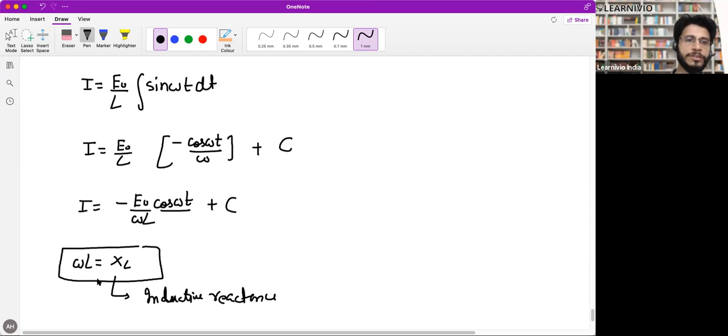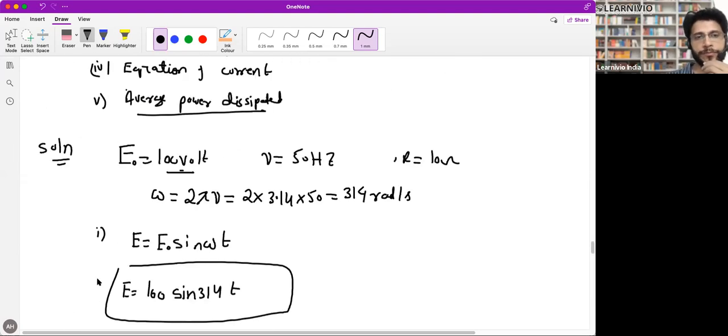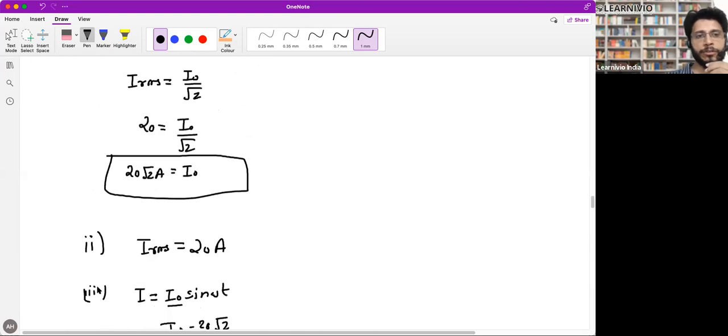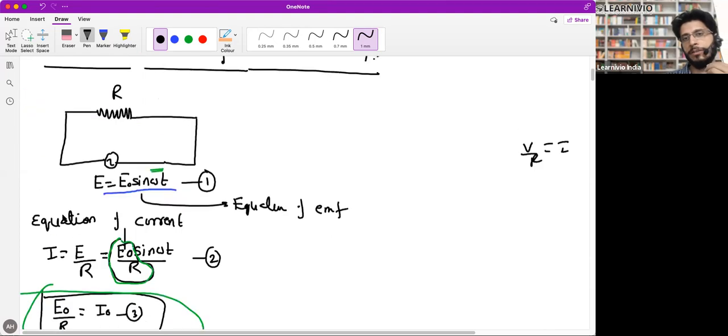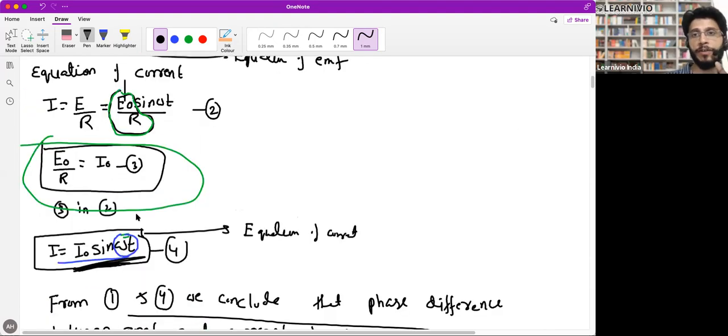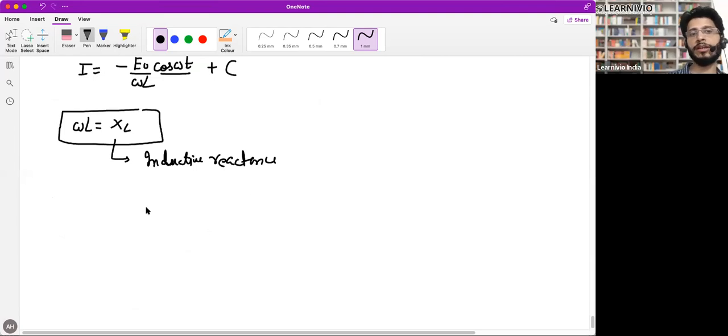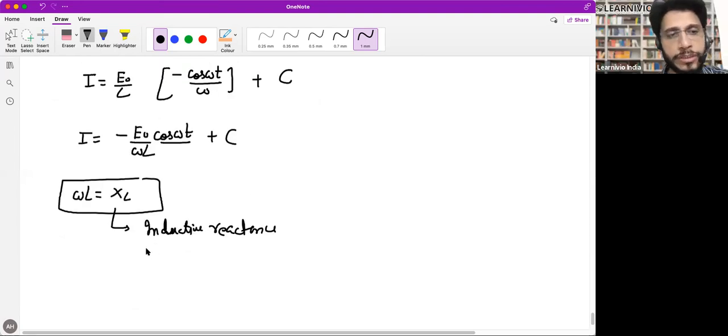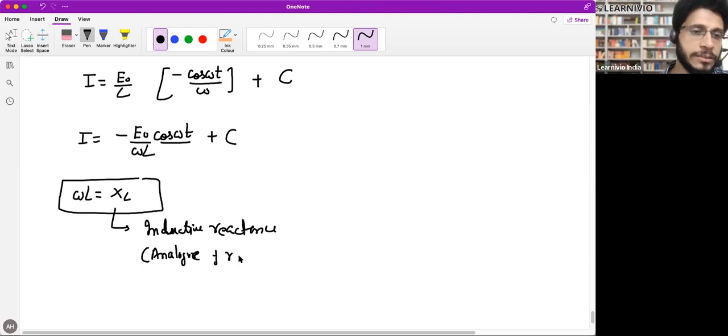Now this is a new term. XL is omega into L, the inductive reactance. Here, inductive reactance is playing the role of resistance. See, in this equation, your current was EMF divided by resistance. For a circuit having an inductor, instead of resistance, we use this inductive reactance. So you can say that this is the analog of resistance. Its SI unit is ohm.